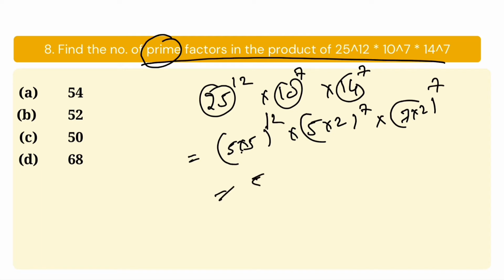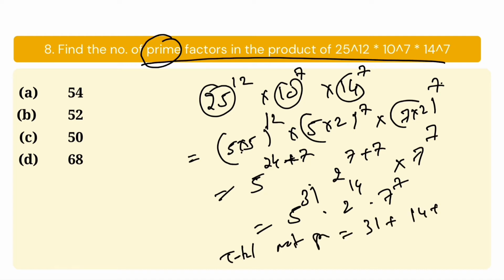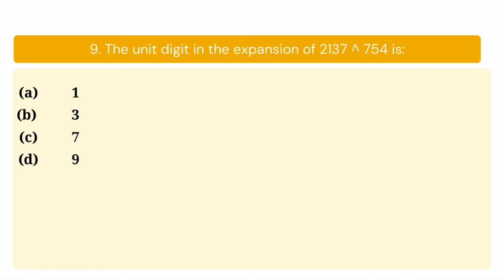So here 5 squared, how many 5s are here? With the square it is 24, and one more from the 5 in 10 to the power 7. The number of 2s is already 7, and from here 7 more, so 14. Then 7 to the power 7. So it is equal to 5 to the power of 31, 2 to the power of 14, and 7 to the power of 7. When they want the total number of prime factors, it is 31 plus 14 plus 7, so it is 52.